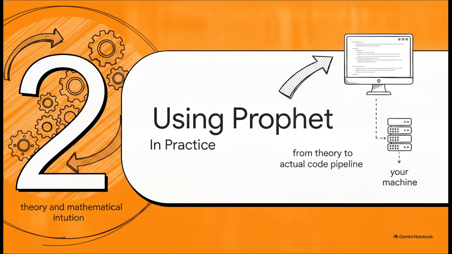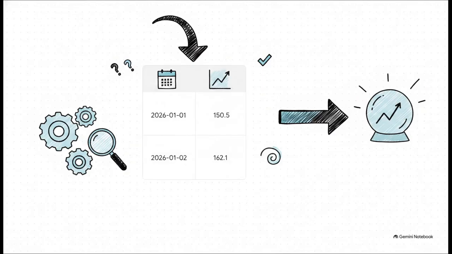Let's move from theory to action in Section 2, using Prophet in practice. And this brilliantly illustrates just how simple it is. Doing a direct callback to our earlier Pandas explainer, Prophet requires your data to be a standard data frame containing exactly 2 columns. That's it. You just need a ds column for your dates and a y column for the actual values you want to predict. No incredibly complex data reshaping, no statistical gymnastics, just 2 simple columns.